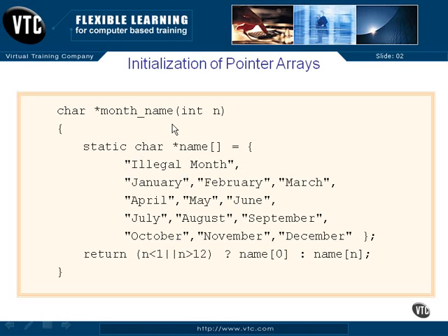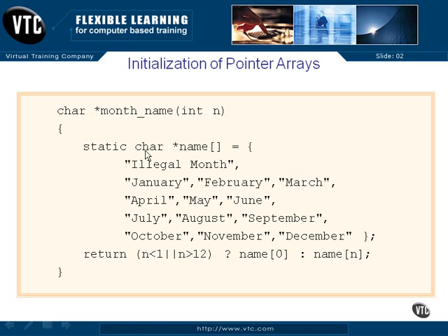Now this little function, and you can find this in K&R under the same topic, initialization of pointer arrays, will return a character pointer, char star, right there, month name. That's telling us that month name returns a character pointer when it returns something, and it will take in an integer n, and that's the number of the month that we have to pass in here.